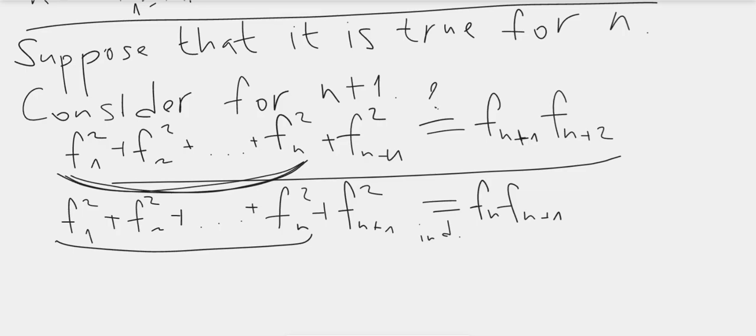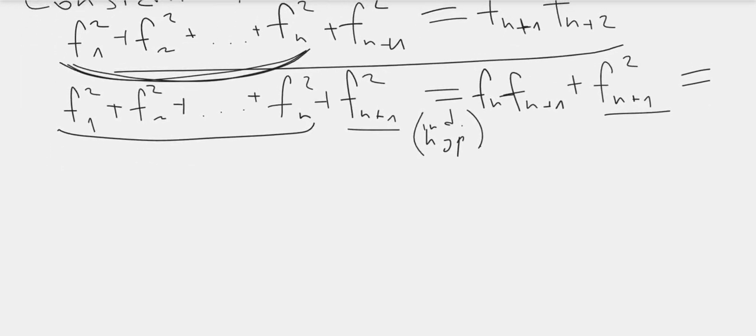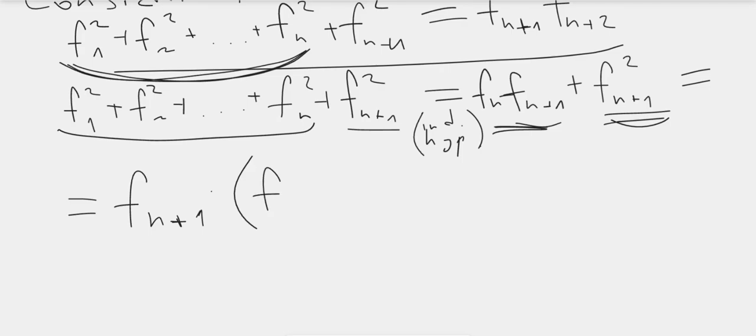So this is by inductive hypothesis, plus fn plus 1 squared. The last term we keep as it is. Now we notice that these two terms have a common multiplier, fn plus 1, so we can factor it out: fn plus 1 multiplied by fn plus fn plus 1.